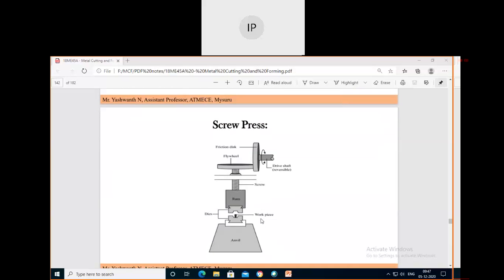If you see the arrangement of the screw press, first you see the components of this press. You have the crank press.